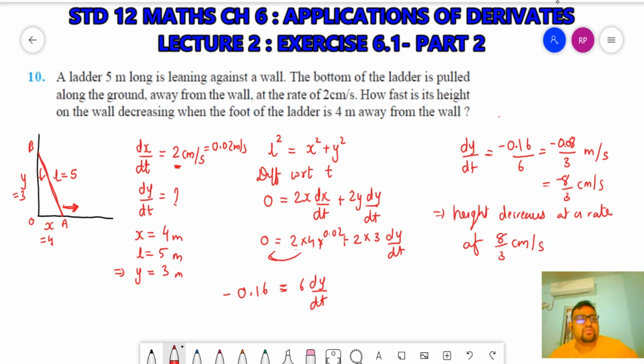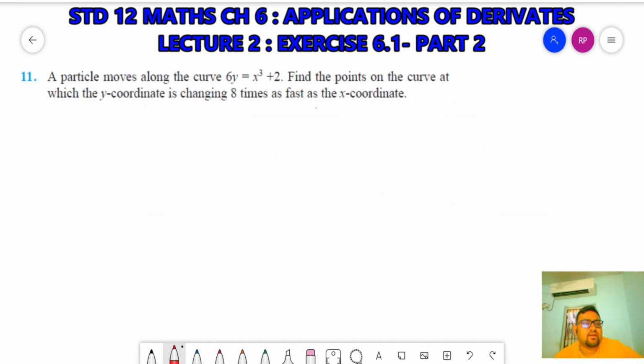Now let's move to the next, that is question number 11. A particle moves along the curve 6y equal to x cube plus 2. Find the points on the curve at which the y coordinate is changing 8 times as fast as the x coordinate. So you have to find at which point the y coordinate is changing 8 times as fast as the x coordinate.